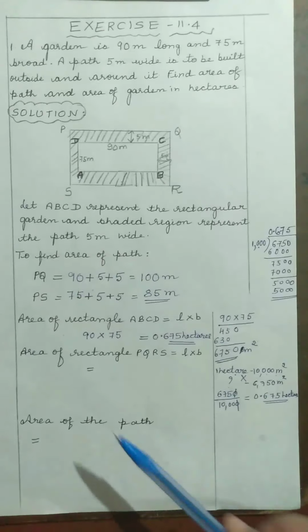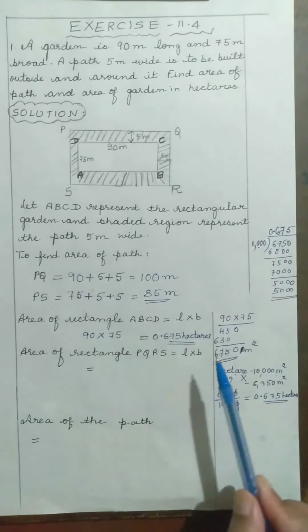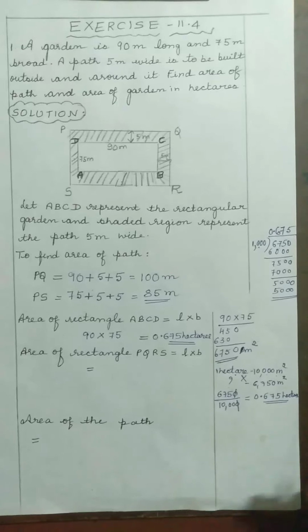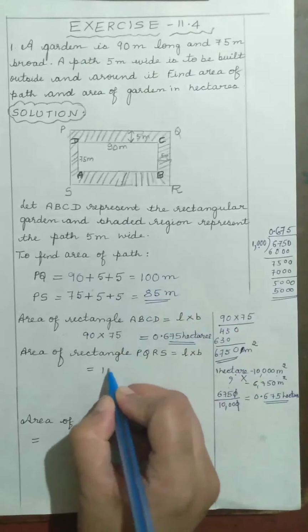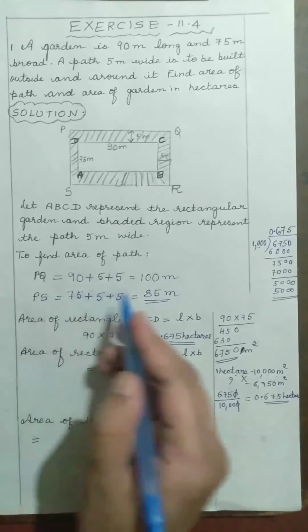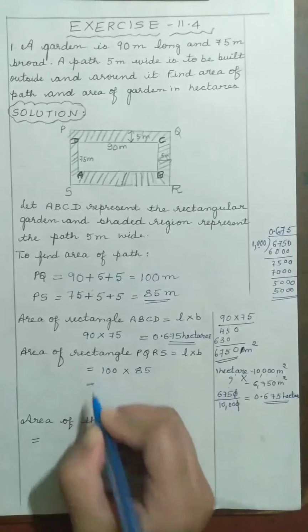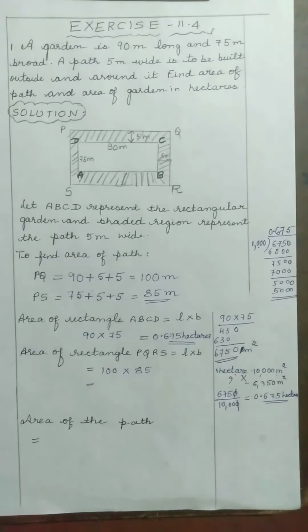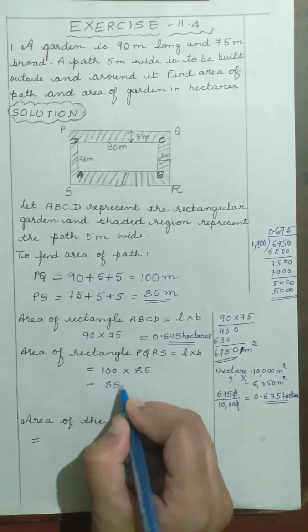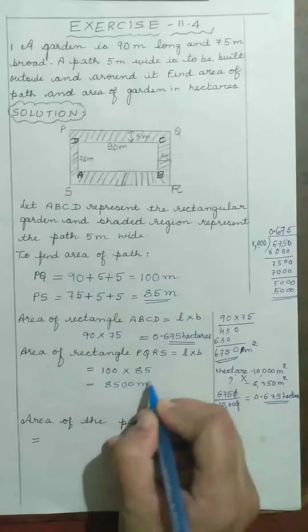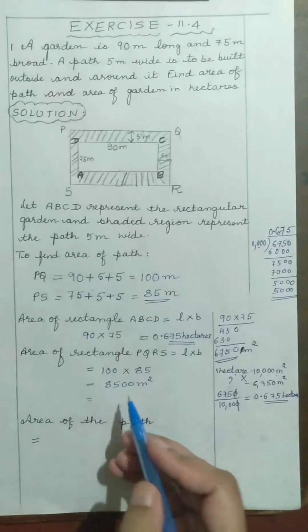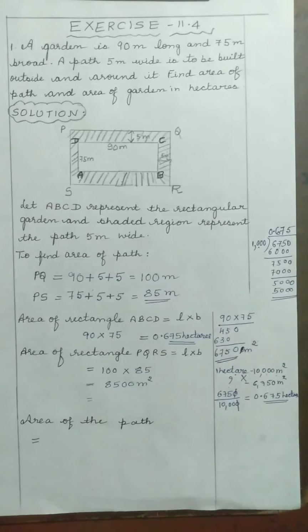Now we need to find out the area of the rectangle PQRS. We know that the length is equal to 100 meter into the breadth value PS, that is equal to 85 meter. So on multiplying 100 into 85, we got the answer equal to 8,500 meter square.